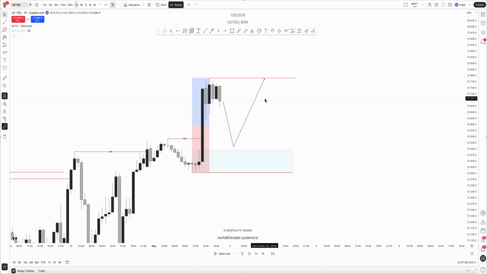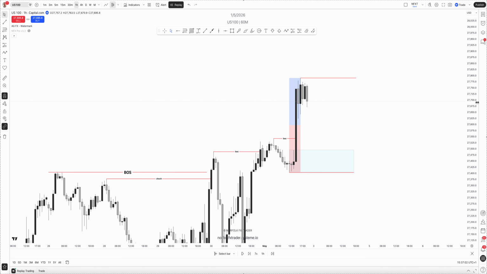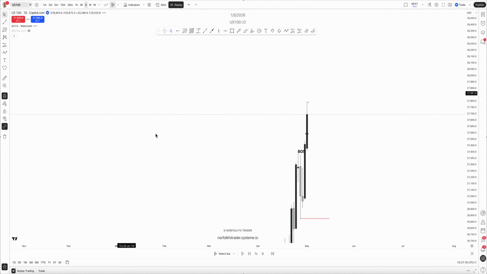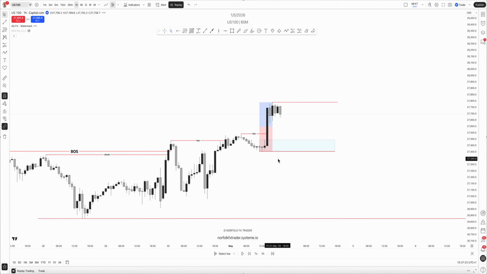Now, all this time, what we're looking for is alignment. And right now, we're still going with the daily after this break of structure. But as we can see price continue to push up like this, we can expect a pullback at any time on a daily time frame. If we just pop over to a daily time frame, we've still got a bullish candle. So right now, there's no reason that we expect to see a pullback yet. But let's just see what happens.